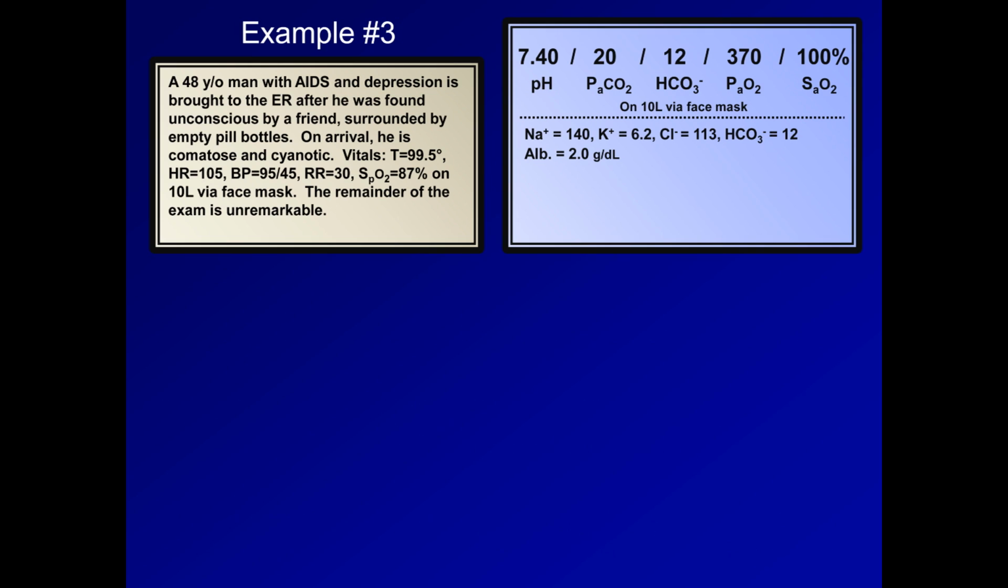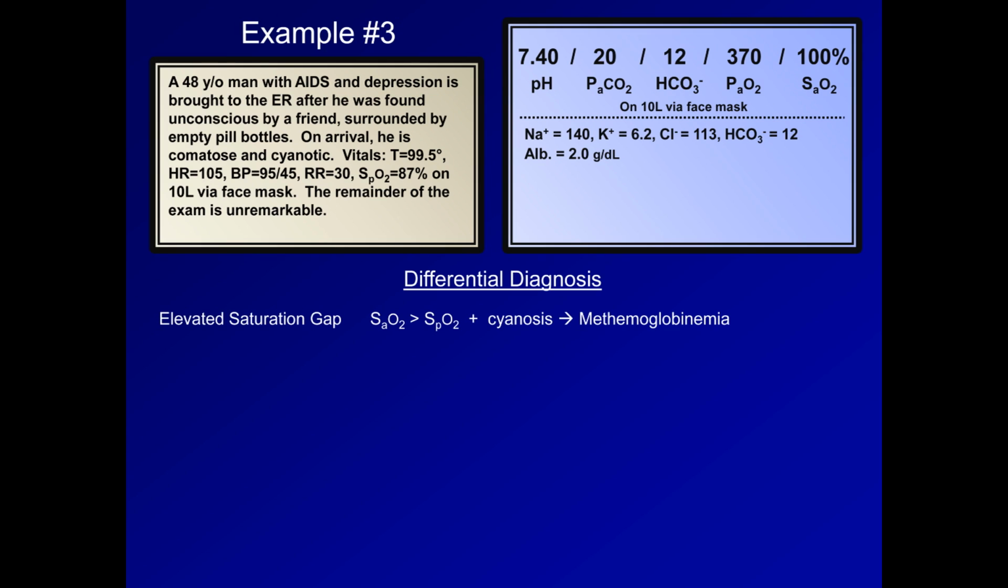Now, our differential diagnosis. Let's start with the obvious, the saturation gap. The combination of an SaO2 much greater than SpO2 and cyanosis occurring at a relatively modest decrease of SpO2 must be the consequence of methemoglobinemia. There is nothing else that will do this.